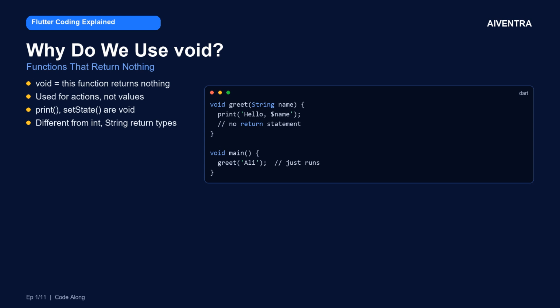In Flutter, you will see void everywhere. Void main is your app entry point. setState is void because it just updates the screen. It does not return a value. onPressed callbacks are usually void because tapping a button is an action.